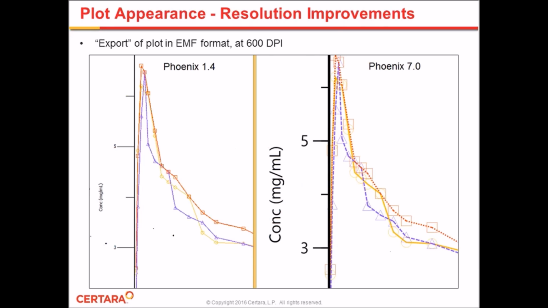So one of the things that you'll notice is that in Phoenix 1.4, the individual features of the plot, such as the tick labels and axis label, decrease in size as the DPI is made larger, and you'll also notice that the resolution is a bit pixelated. In Phoenix 7.0, the features retain their relative size, and also the crispness of the plot is much better. So if you're exporting a plot to use in a publication or report, you're going to get a nicer quality plot.